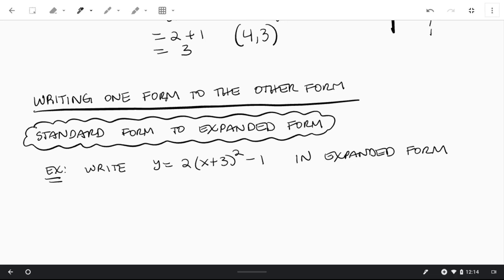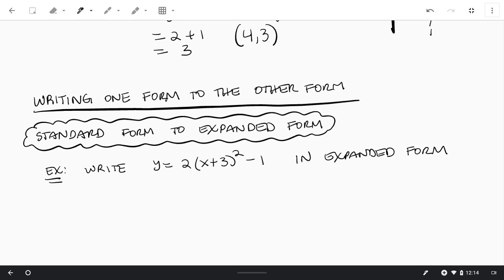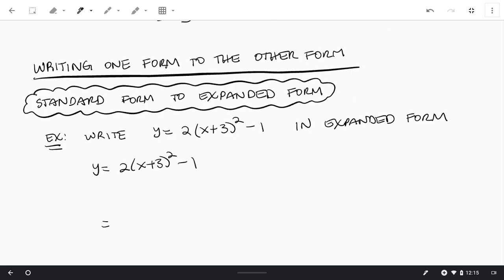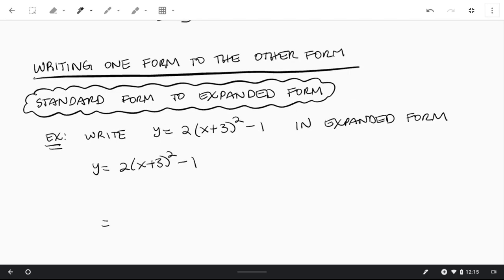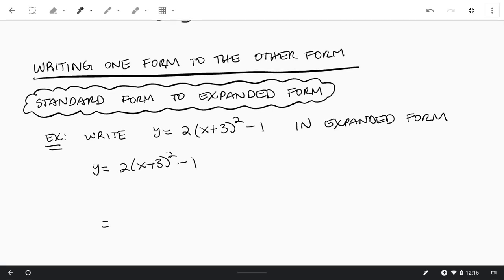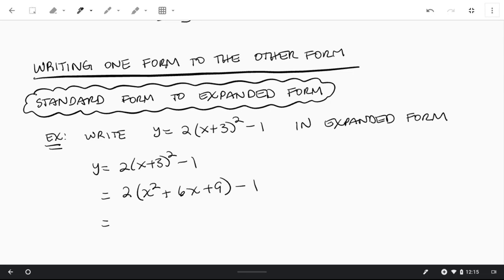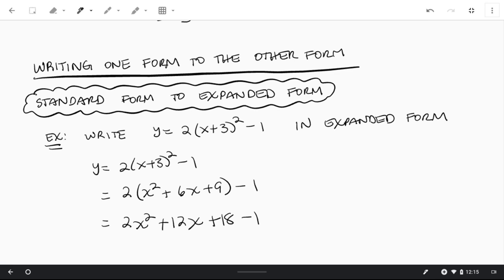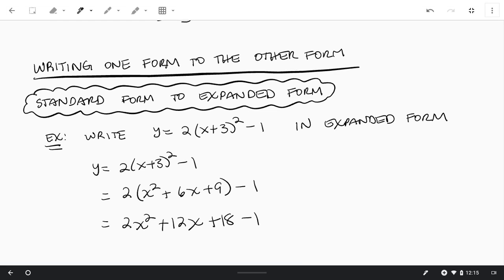Okay, so I'm going to take this equation here and I am going to multiply this out. Okay, so x plus 3 squared, I'm going to work that out. So 2 times x squared plus 6x plus 9 minus 1. Now I'm going to distribute that 2. So 2x squared plus 12x plus 18 minus 1. And combine like terms. So 18 and negative 1.